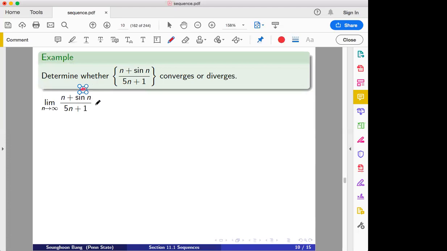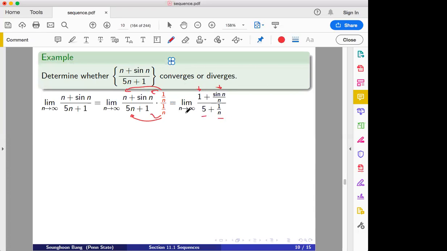In this case, you can multiply the top and bottom by 1 over n. You distribute 1 over n. So this is the limit. Distribute 1 over n: n times 1 over n is 1. Sine of n times 1 over n is sine of n over n. The bottom, 5n times 1 over n is 5, and 1 times 1 over n is 1 over n.